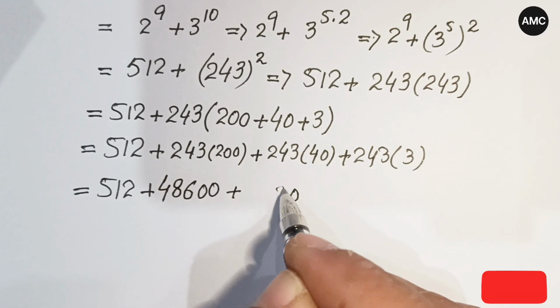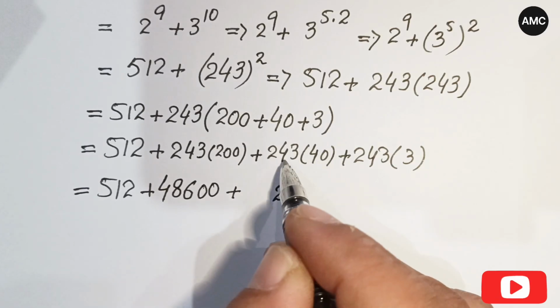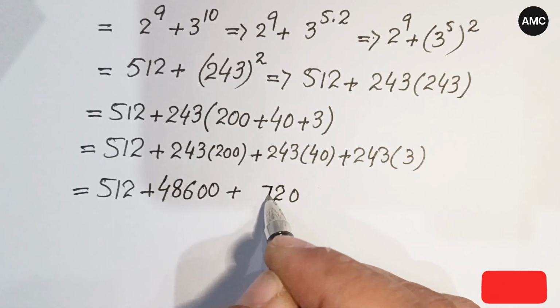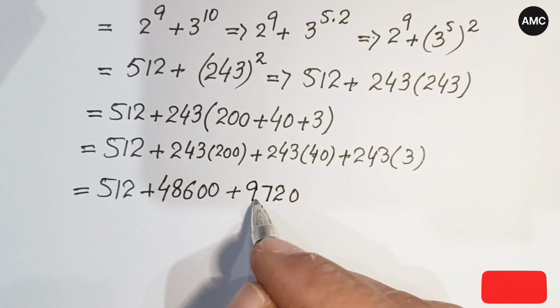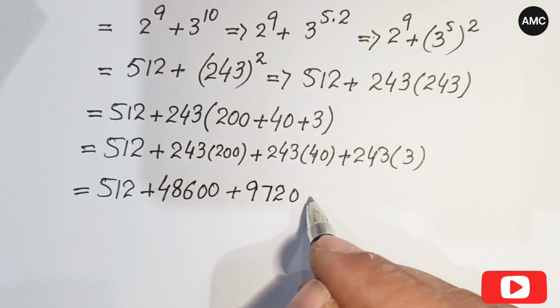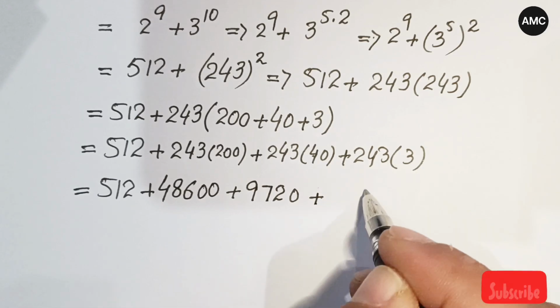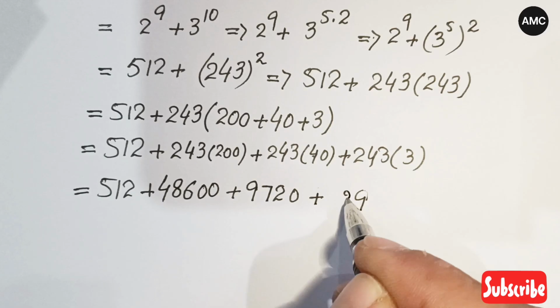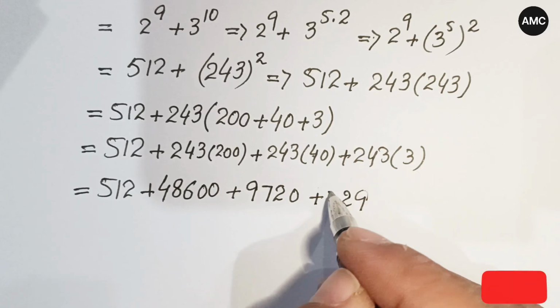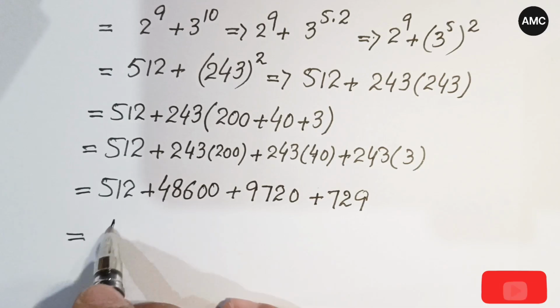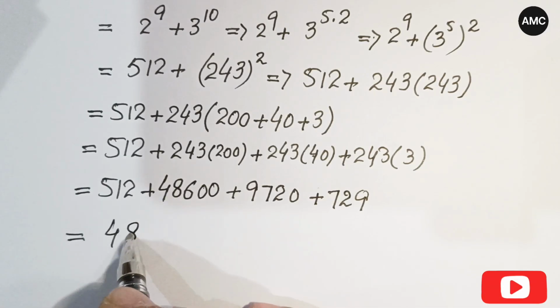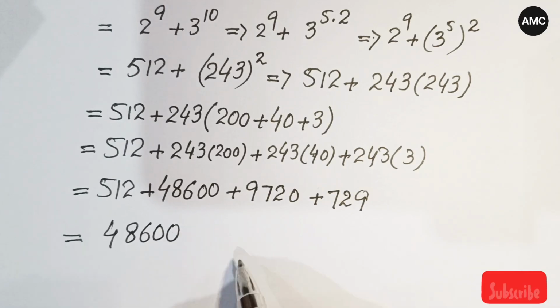Then 4 times 3 is 12, 1 carry. So 4 times 4 is 16 and 1 is 17. 1 carry, 4 times 2 is 8 and 1 is 9. 9720. So here plus 3 times 3 is 9. 3 times 4 is 12, 1 carry. 3 times 2 is 6 and 1 is 7. 729.